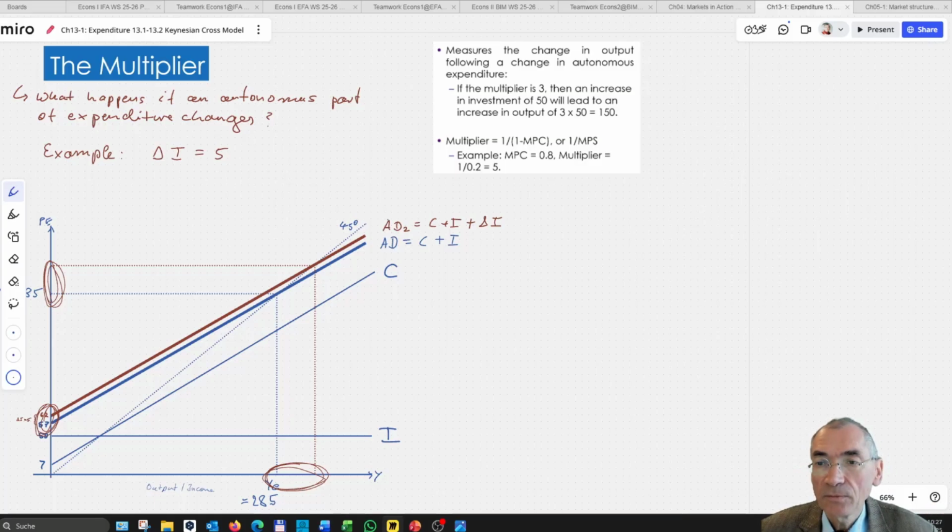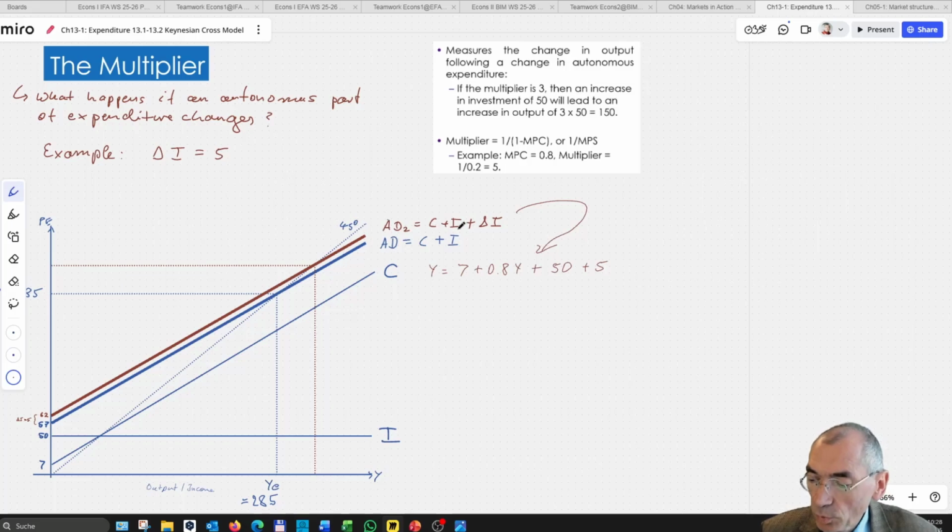Let us look at this effect more concretely. When we come from this, aggregate demand 2 is C plus I plus delta I, and then we want to look for the equilibrium. Y is aggregate demand 2. Then we write this down. C, 7 plus 0.8 Y, plus I is the 50, plus delta I is the 5. So we can add this up, and it will be Y equals 62 plus 0.8 Y.